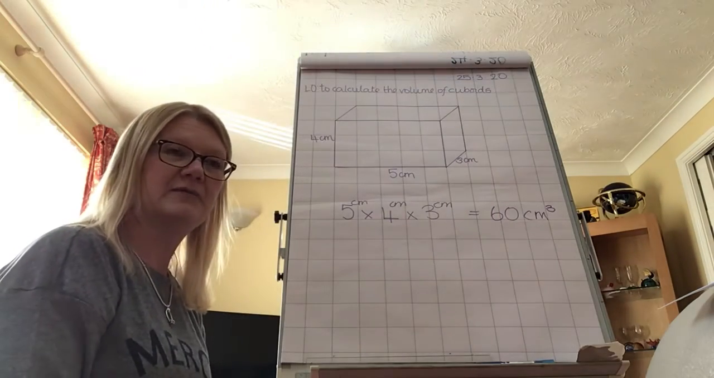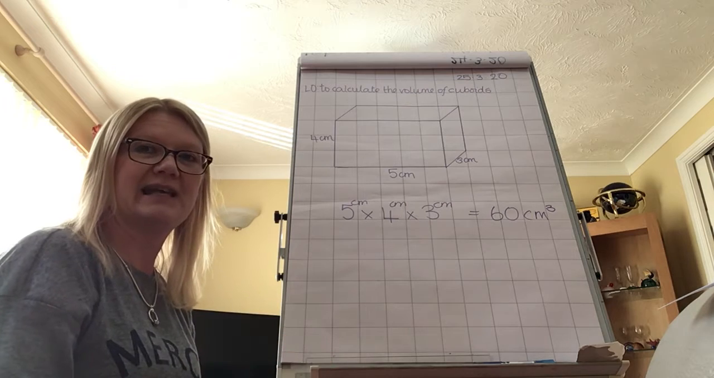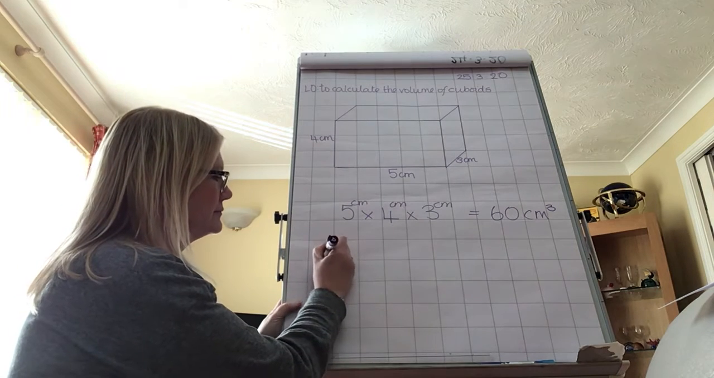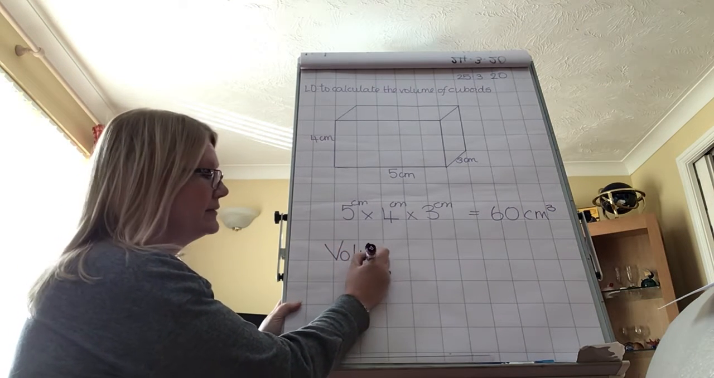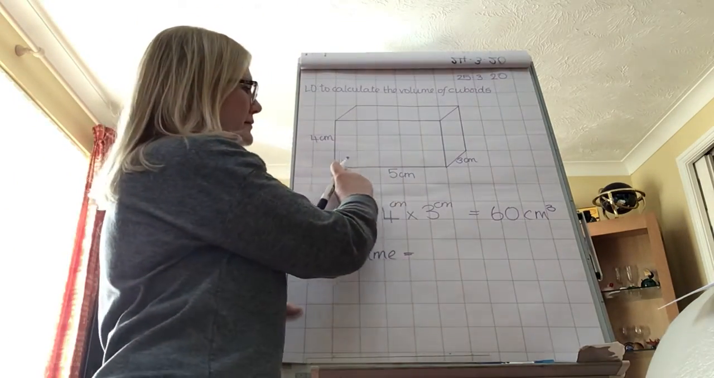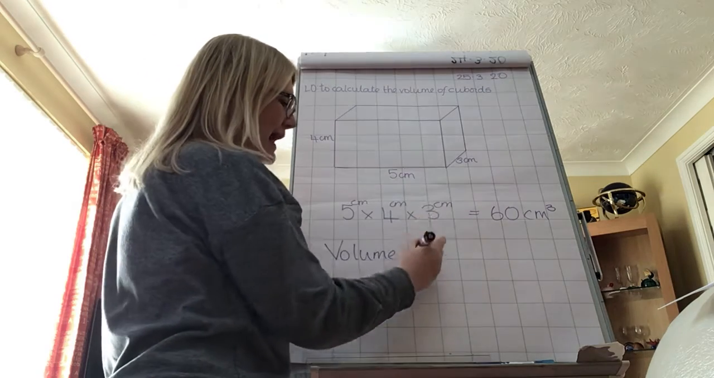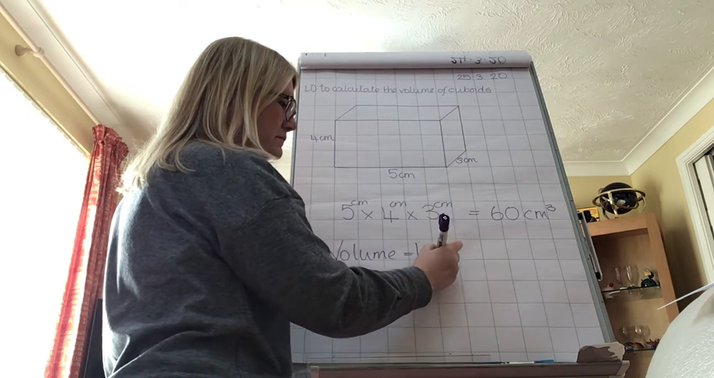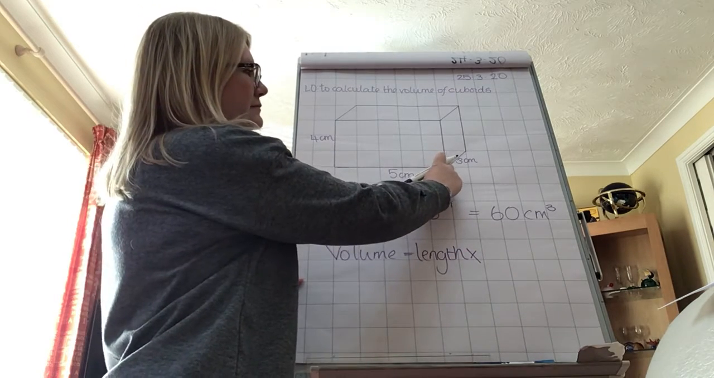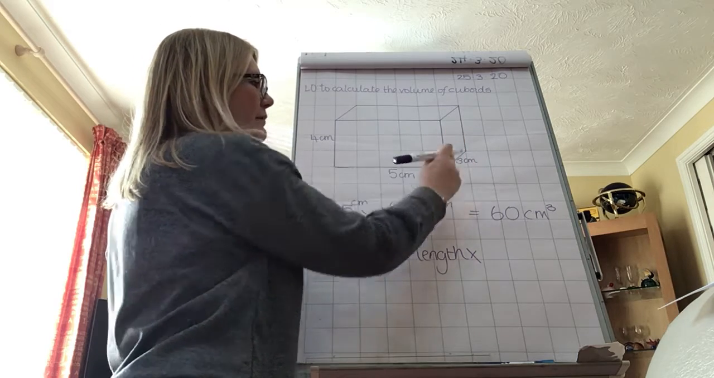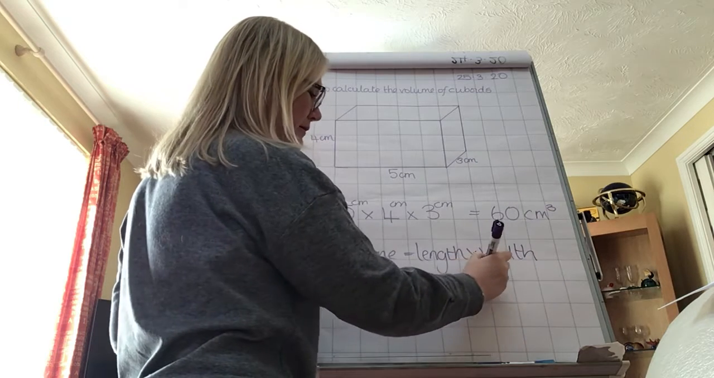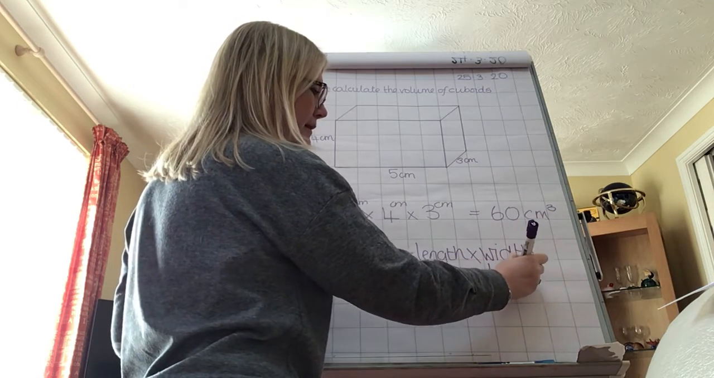So if we turn that into a formula, because we want to be able to work this out for every single cuboid possible, we can write that the volume is equal. On that one it was 5 centimetres, and that's the length times the width times the height.